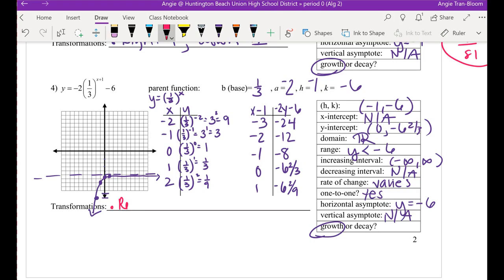So the negative is reflection over the x-axis. Then we have a 2, so it's a vertical stretch factor of 2. Then we have a -1 for h, so that's going to go left by 1. Then also the -6 for k, so down 6. Okay. So all of those right there.